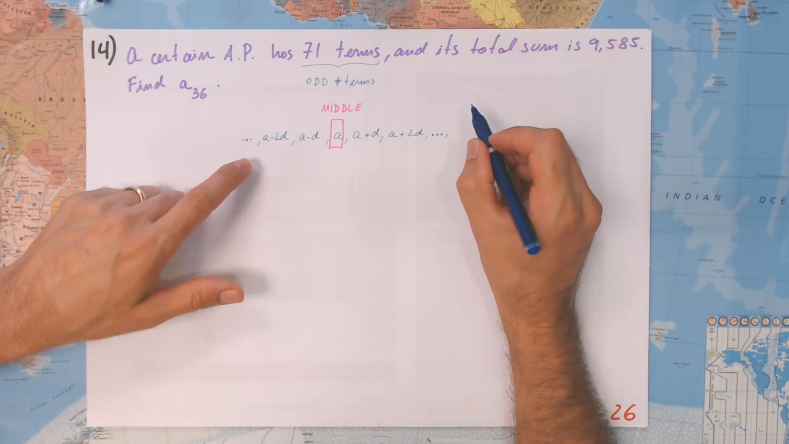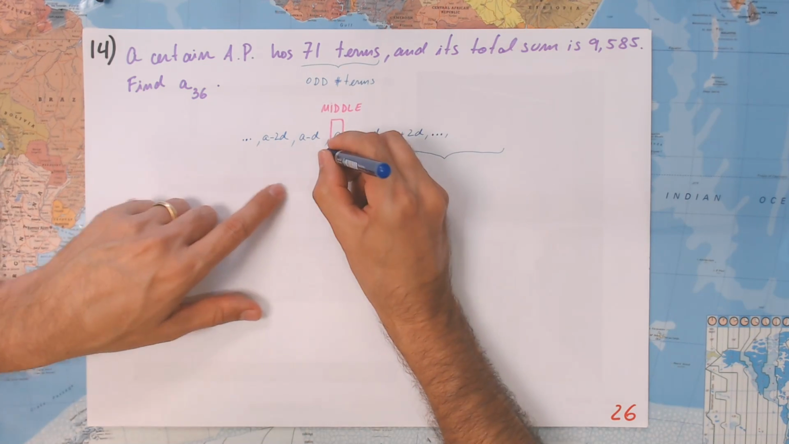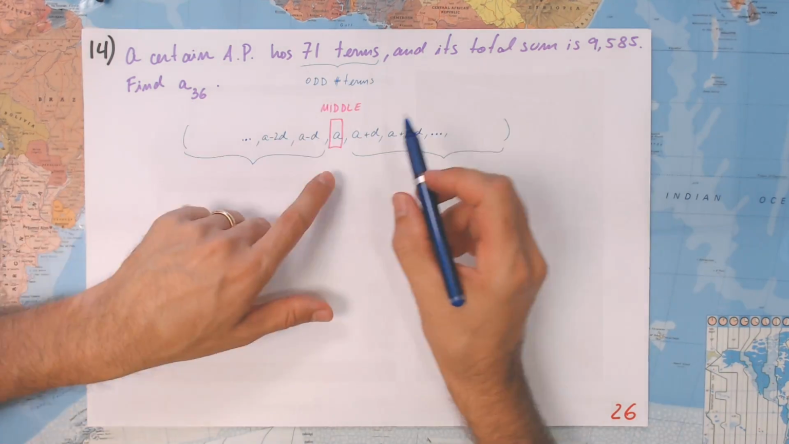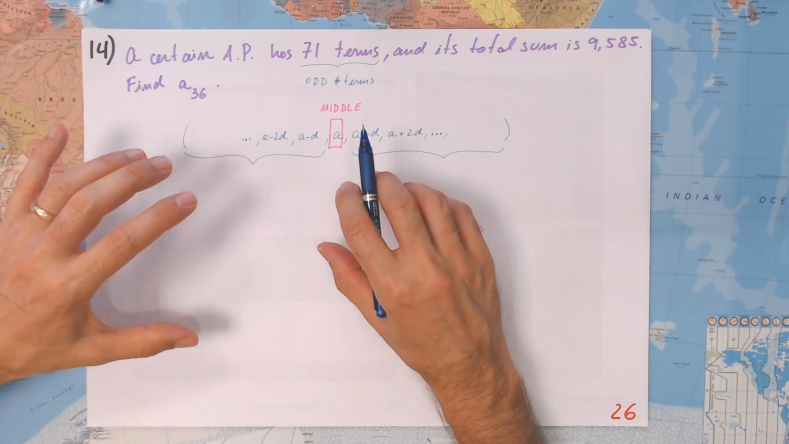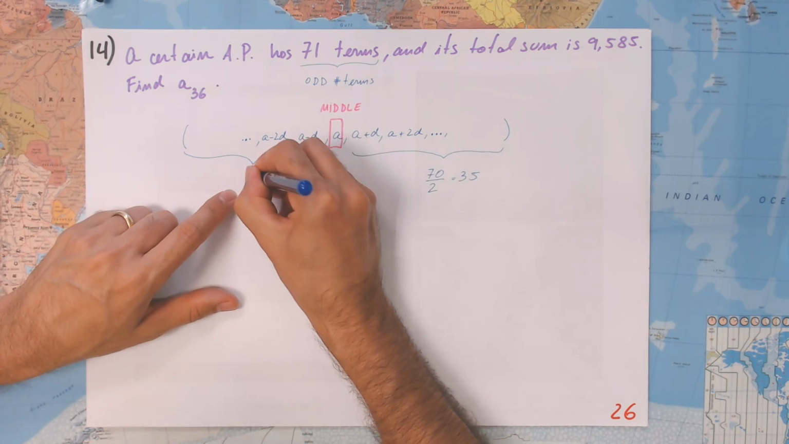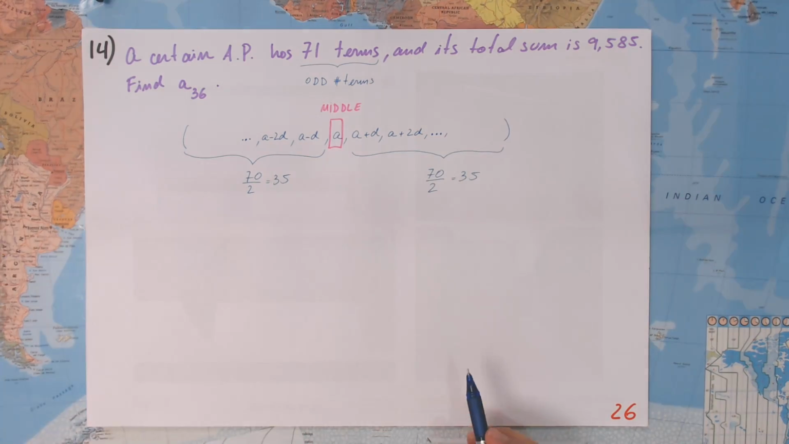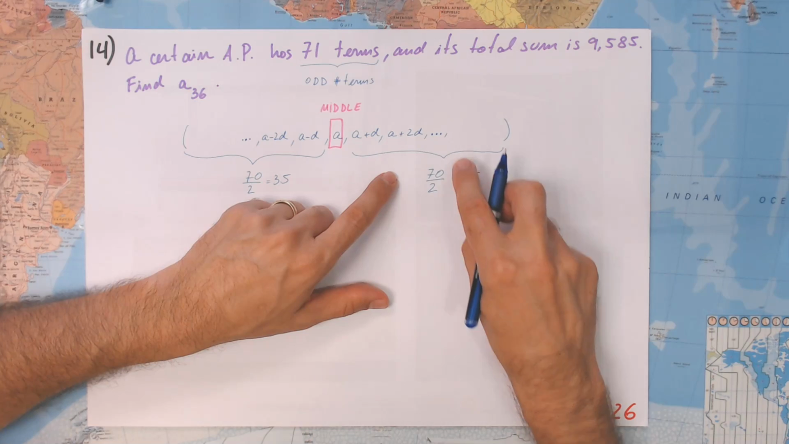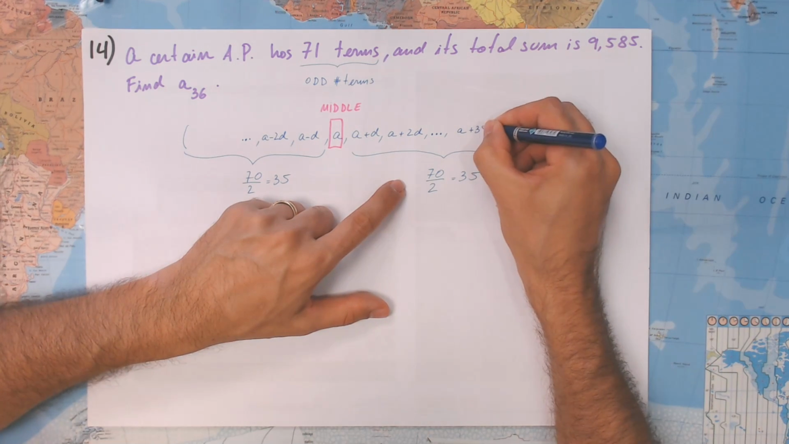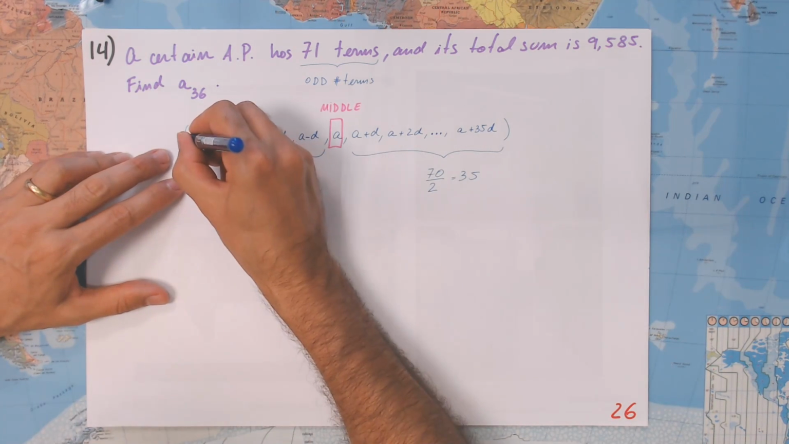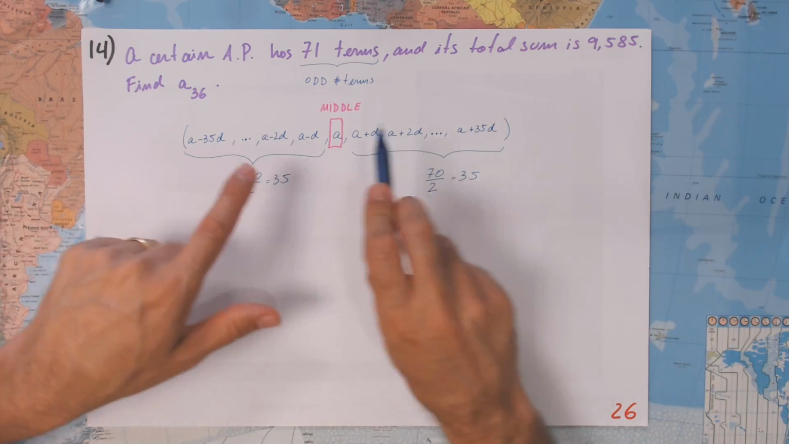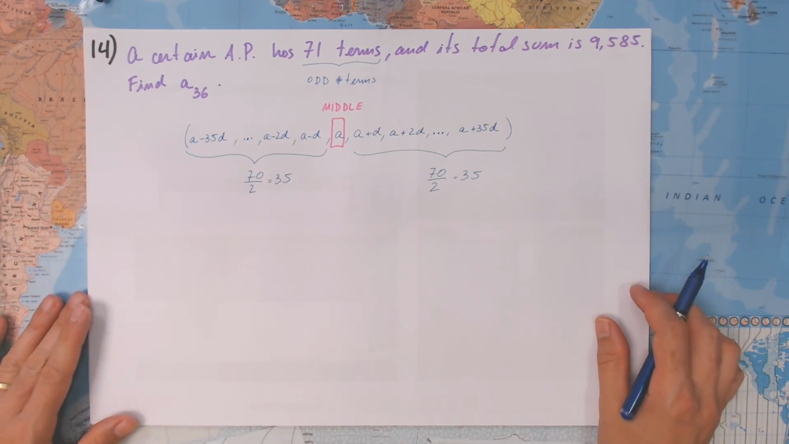Now, how many terms are we going to have in here and here? Well, we have 71. One is right in the middle. That leaves us with another 70 terms. So half is going to be here, and the other half in here. Agree? So we're going to have 35 terms in here: first, second, and so on. So the last term is going to be A plus 35D, and the first one A minus 35D. Why? Because 35 with 35 is 70, with 1 is 71. So this is going to be our equation.